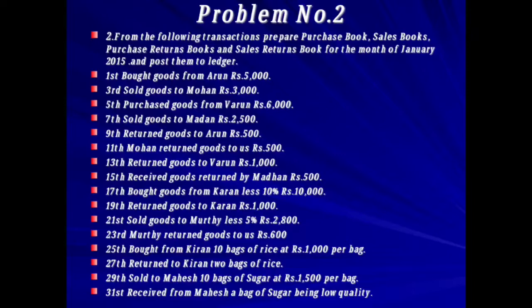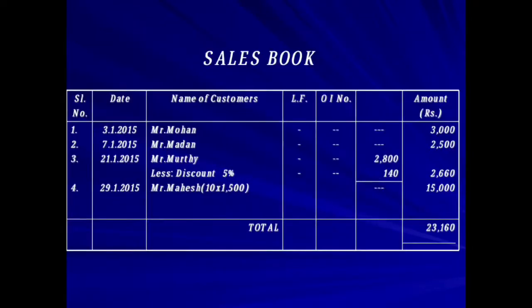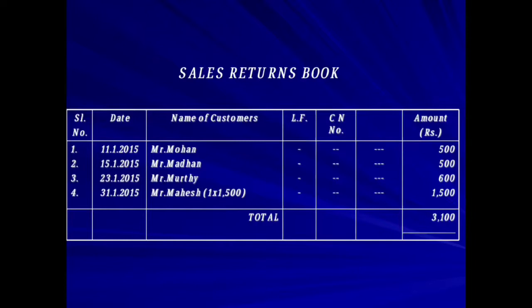On 11th, Mohan returned goods to us rupees 500. See, previously we have sold the goods to Mohan rupees 3,000. Now he returned goods to us rupees 500. Means it is sales returns for us. Okay. So which you have to record in a sales returns book.